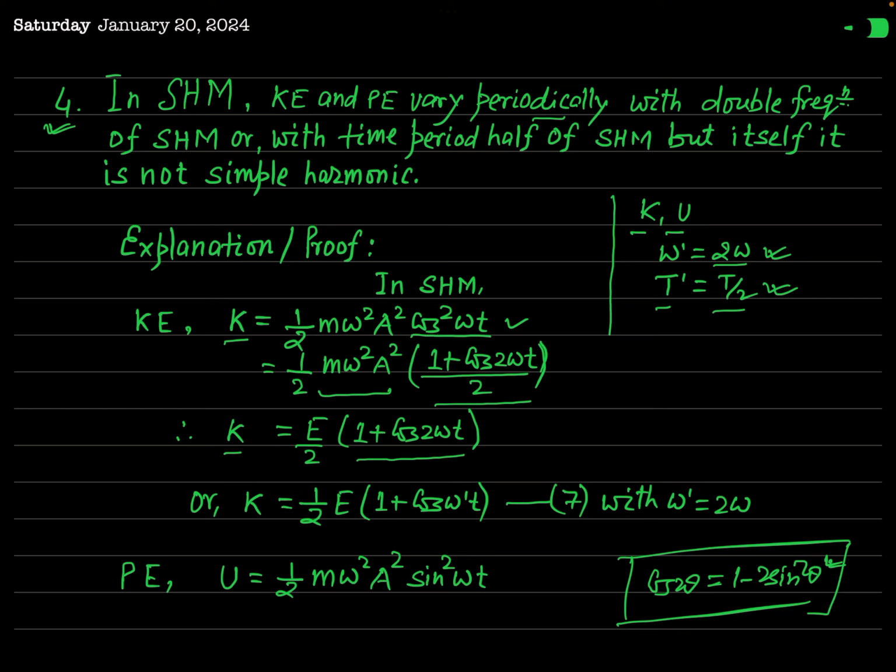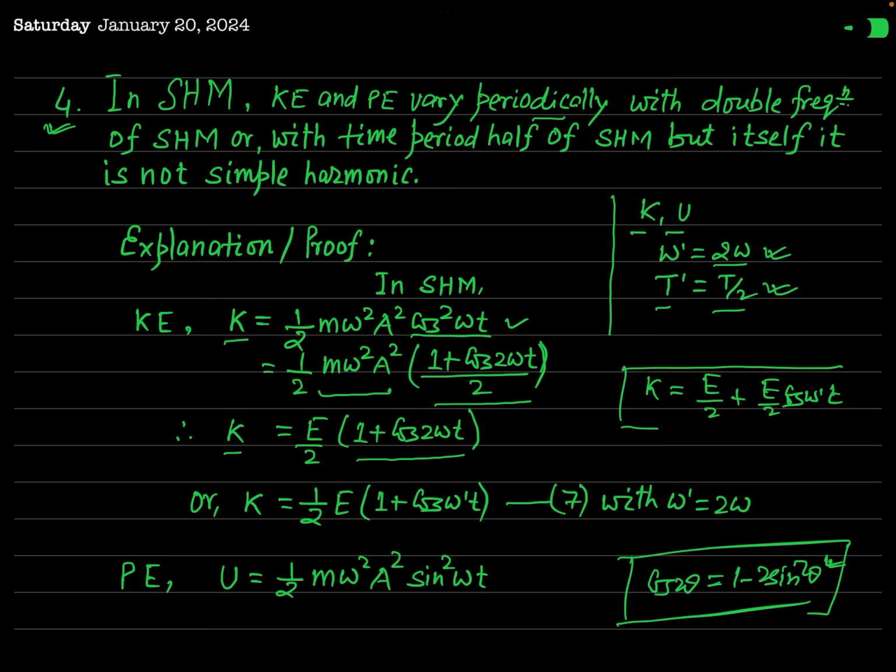Okay. Now instead of 2 omega, you can write omega prime. So the expression for kinetic energy is what? This is half E times 1 plus cos omega prime t. So this expression for kinetic energy is E over 2 plus E over 2 cos omega prime t.